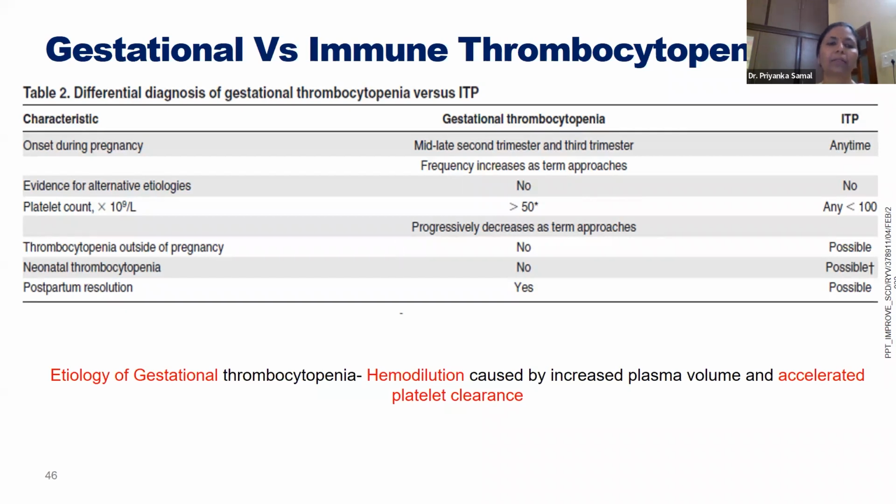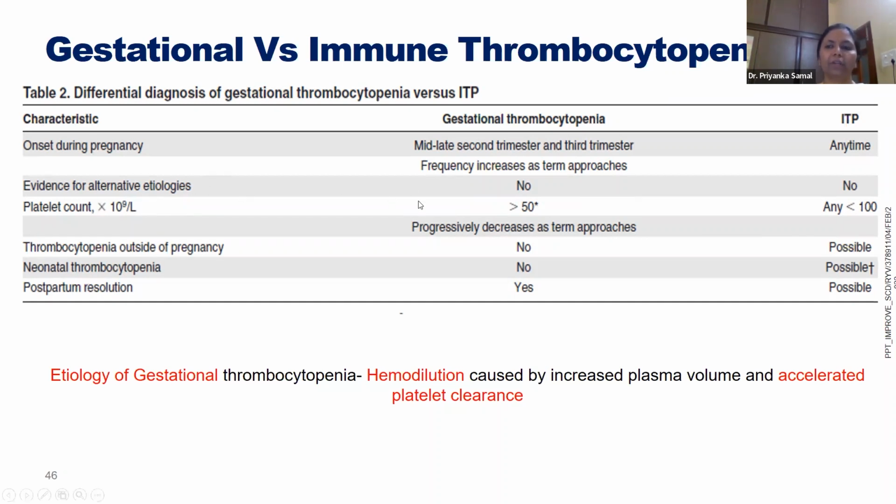So we should know what are the characteristics of gestational thrombocytopenia. Onset during pregnancy: mostly gestational thrombocytopenia occurs because of hemodilution by the increased plasma volume in the later phases of pregnancy, as well as some amount of increased platelet clearance. So it occurs in the mid-late second trimester and the third trimester, whereas ITP can occur at any point of time. Frequency of gestational thrombocytopenia increases as the term approaches because the dilution will be still higher, meaning a lot of volume of plasma is there and the platelet amounts are less. So it increases as the term approaches.